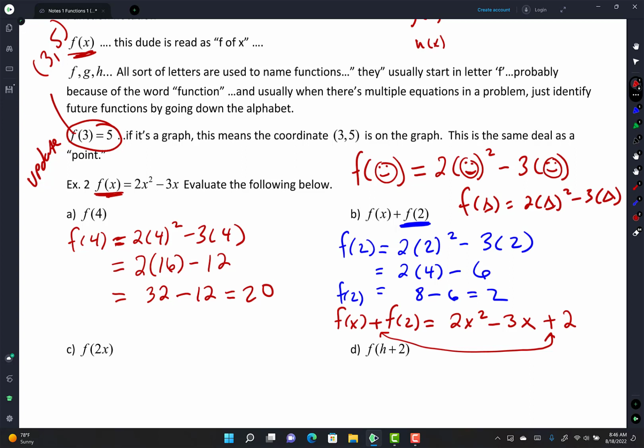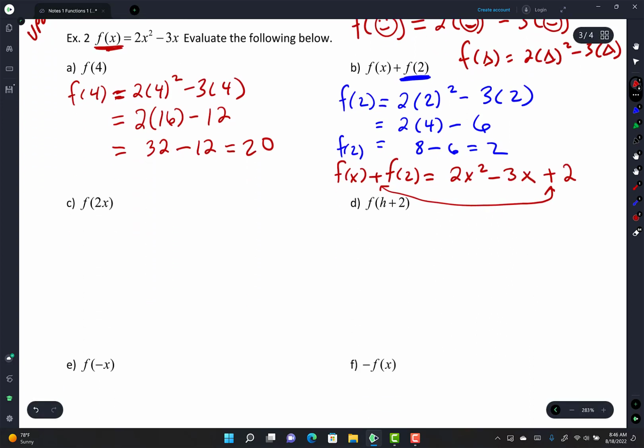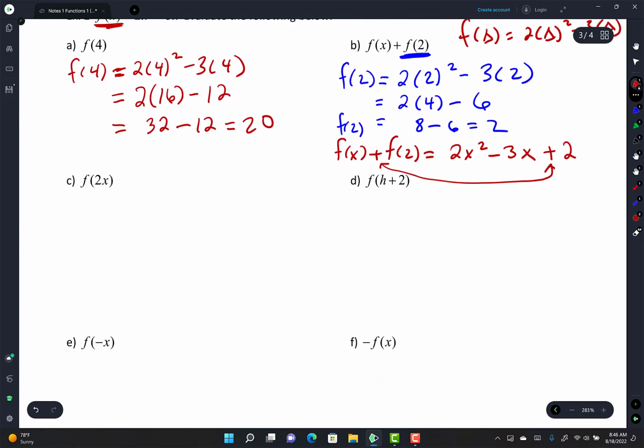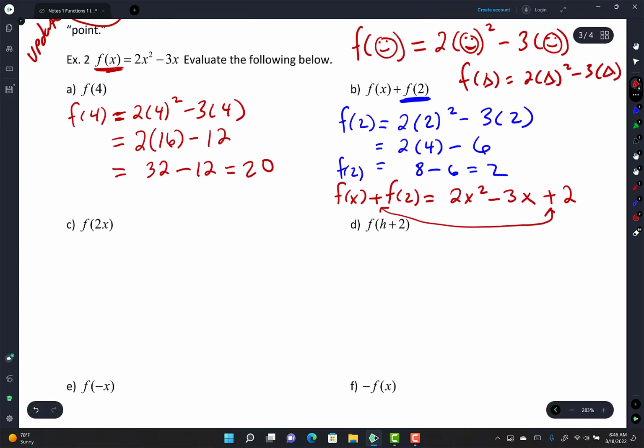Okay. Letter C, and I'll zoom in because I know some of you may have a hard time seeing. So f of 2x, this I could just put an equal sign there. Wherever I have an x, I'm going to write 2x instead. So I'm going to write 2, parenthesis, 2x close it squared minus 3, parenthesis, 2x close it. Are we good so far, guys? And now we just use our law of exponents.